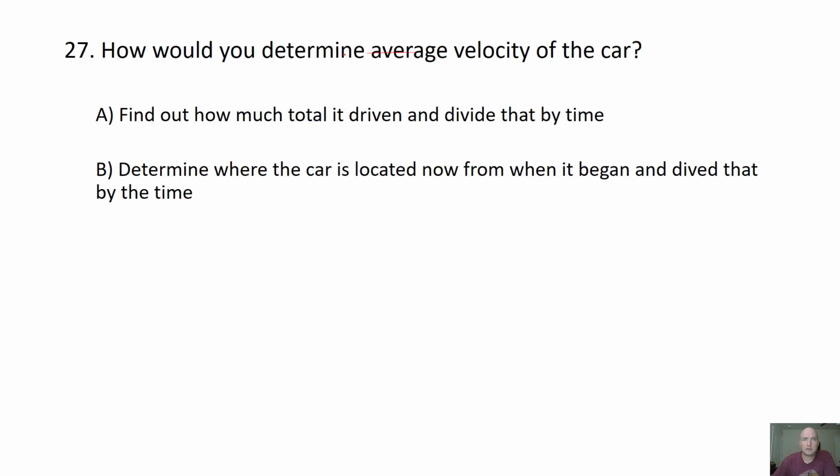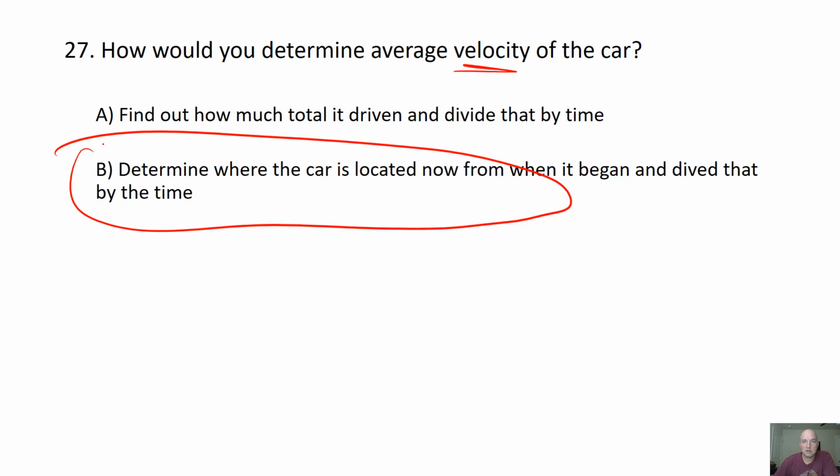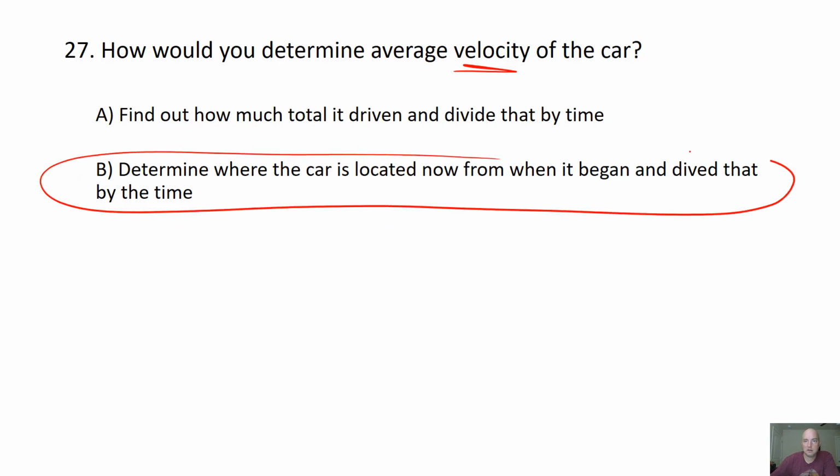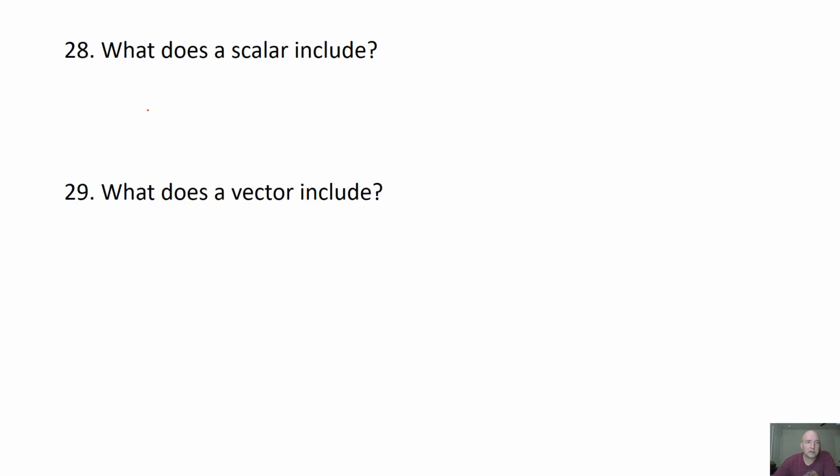How would you determine the average velocity of a car? Find out how much total it drove and divide that by time. Well, velocity is going to be a vector, so we need to know where it's located from where it began, and then also the time it took, and then we can take the displacement divided by the time.